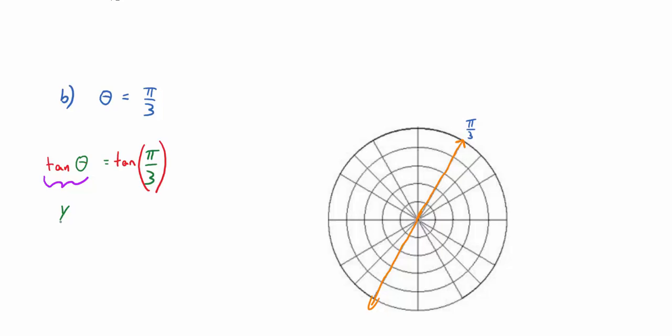And pi over 3 happens to be a nice angle. What's the tangent of pi thirds? Root 3. Yeah. So you get y over x equals root 3, or even better, if you multiply both sides by x, y equals root 3 x, right? Not that you needed to convert it. The directions didn't say to, but it'll come up at some point in your math life. So that's how you do it. Take the tangent of both sides. Okay.